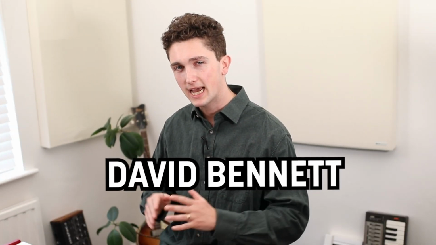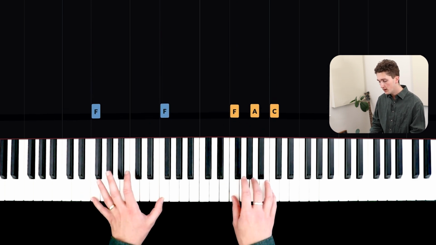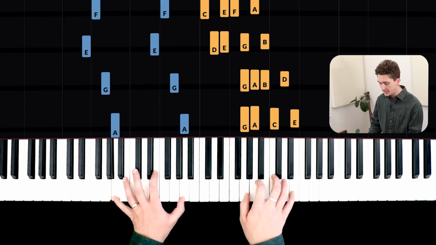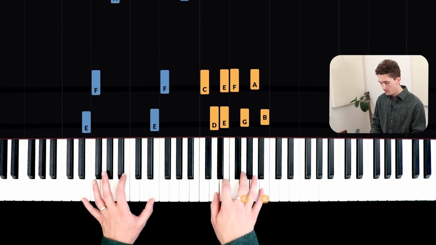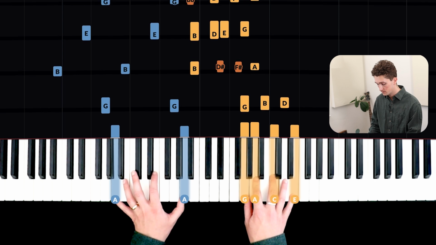Hi, I'm David Bennett, and in this video I'm going to show you how you can take one chord progression and take it through 5 different levels of increasing complexity, trying out different approaches, different options to adding more detail or even more development to this chord progression.